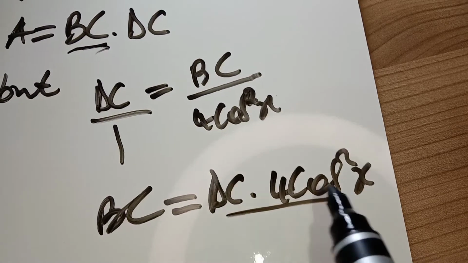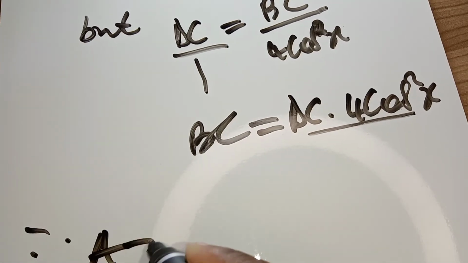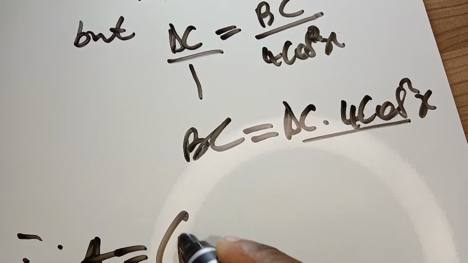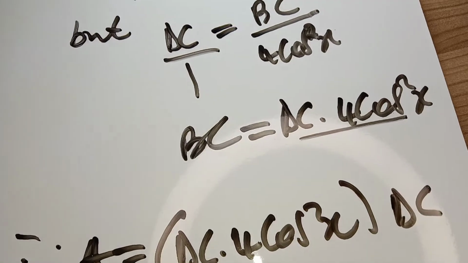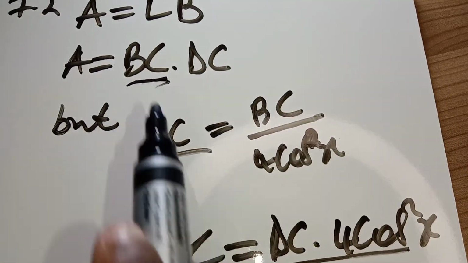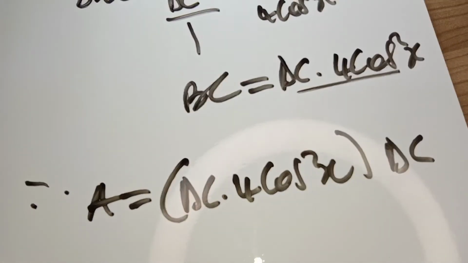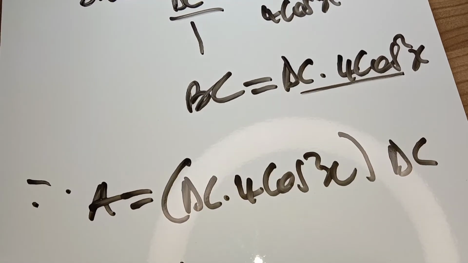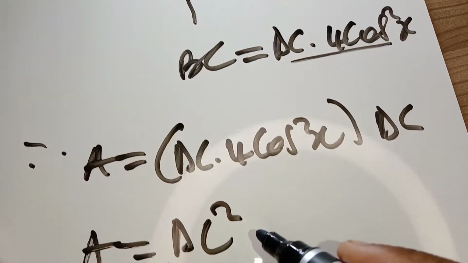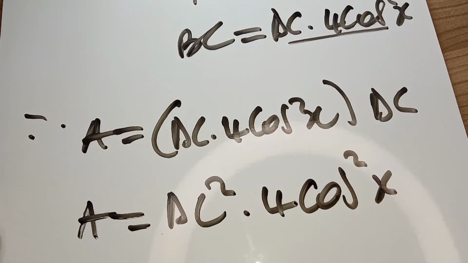Then we're going to take this and substitute it there, okay? Therefore our area equals, where we see BC, we substitute by DC multiplying the 4 cos squared x there, okay? Again, we still have the DC here. We substituted the BC by this. Then DC multiplying DC gives us DC squared. Sorry for that. Then here we still have the 4 cos squared x.